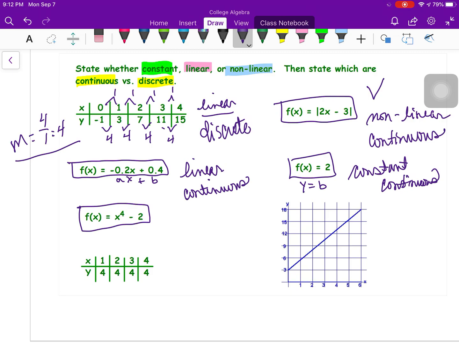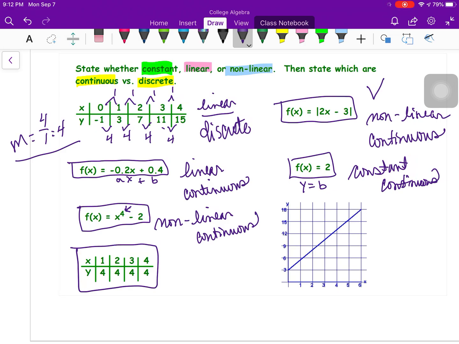Another symbolic, f of x equals x to the 4th minus 2. Well, this would be nonlinear because the exponent is something other than 1. X to the 4th minus 2 forms a parabola, so this is continuous. All equations should be continuous.